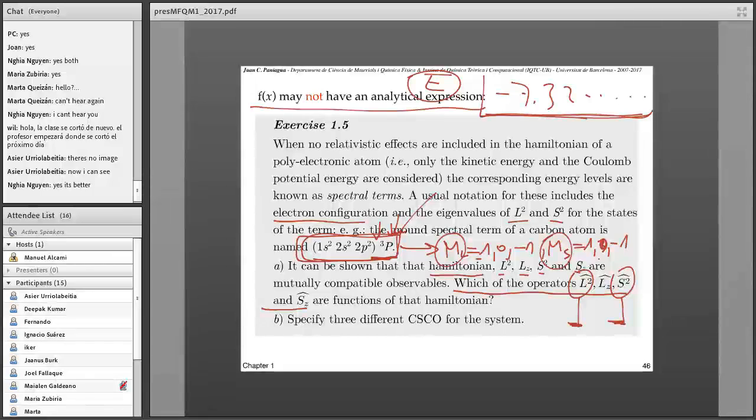The point I want to show you is that given the energy, you have completely determined these two observables. So these two observables are functions of the energy, but LZ and SZ are not, because given the energy, we have several possibilities, and so these are not functions of the Hamiltonian. And so the conclusion is that in order to have a complete set of compatible observables, for instance, we can have the Hamiltonian, LZ, and SZ.